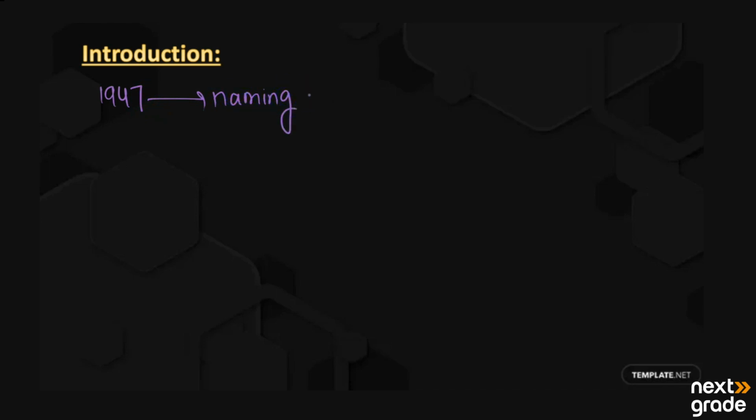compounds was done in a very simple way, and it was based on the common system, that is, the common naming of the organic compounds. But as chemistry grew and developed, the scientists formed a committee. That committee is known as IUPAC.